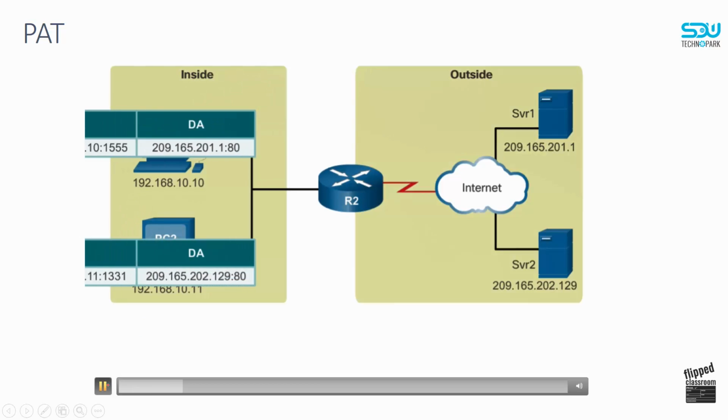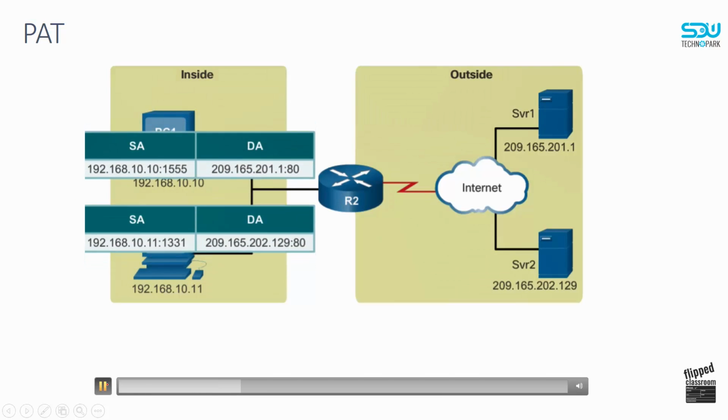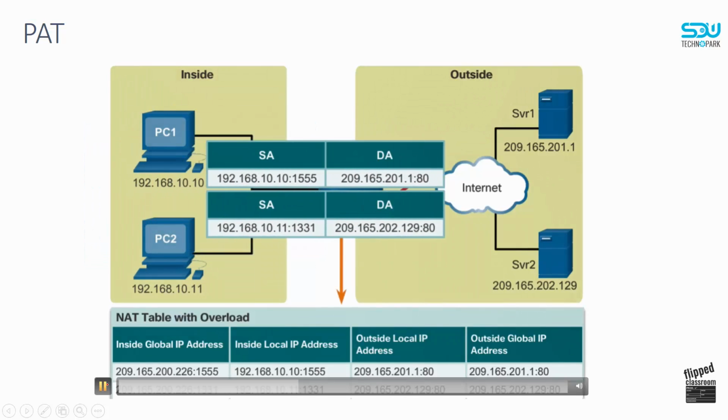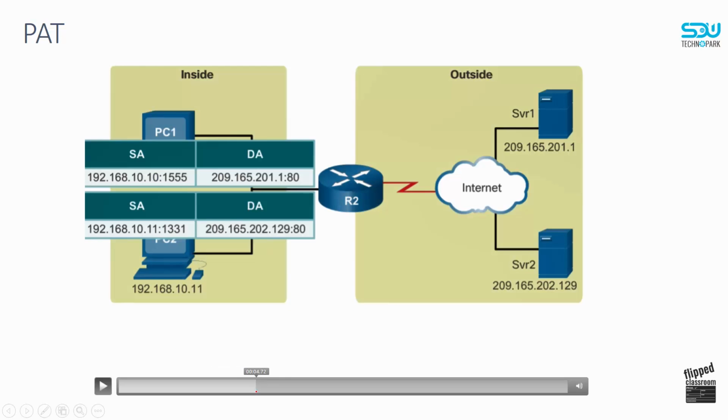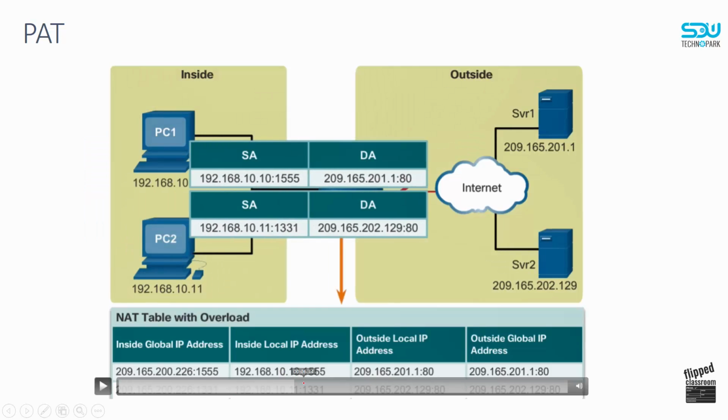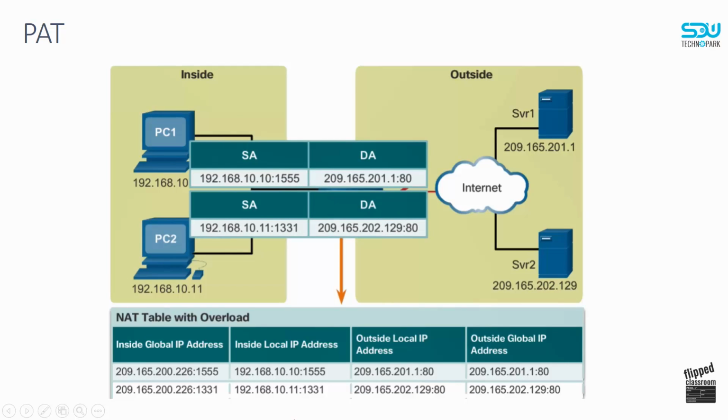Here we have our different source IP addresses. When our packets leave the router, they will have a single IP address. So you see, they had inside local IP addresses which are different, but their inside global IP address will be the same. But only one thing will be changed.